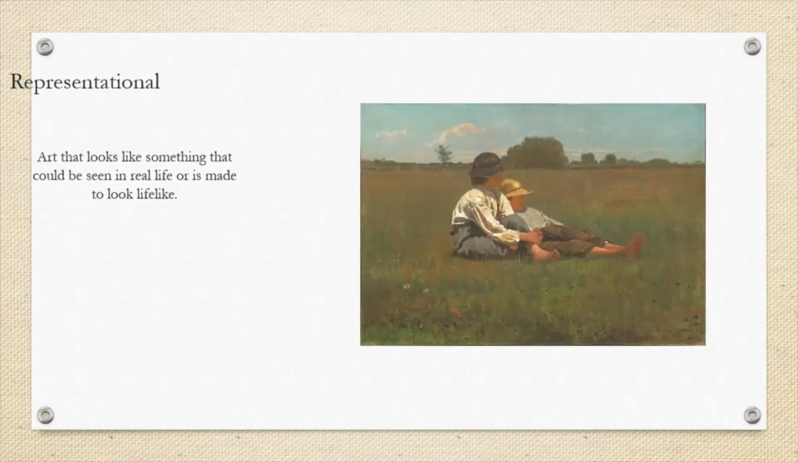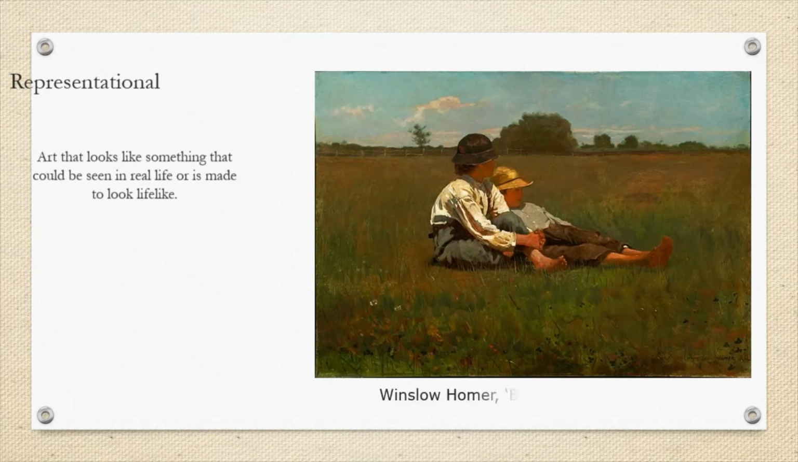For example, this is a painting by Winslow Homer. The title is Boys in a Pasture, painted in 1874. This is the credit line that gives you information. In this painting, you can see that it does look like human boys. The lighting is realistic. It's coming down from the top right corner. It's hitting the boy's clothing. You can see that there are highlights and shadows that indicate the folds in the clothing.